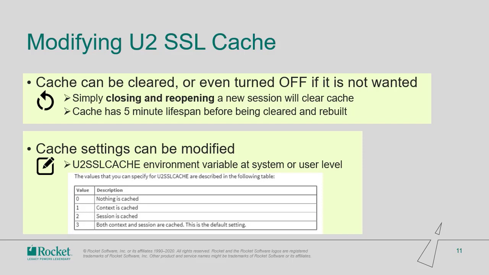As you can see, 3 is the default, where it caches both context and session data. You can go down from there to either just session, just context, or turn cache off entirely if you want to do that. Usually in support, we've really not seen much need to modify this at all, just due to that 5-minute lifespan. But occasionally some sites want to turn it off or modify how it behaves, so we do have that mechanism there to control that.